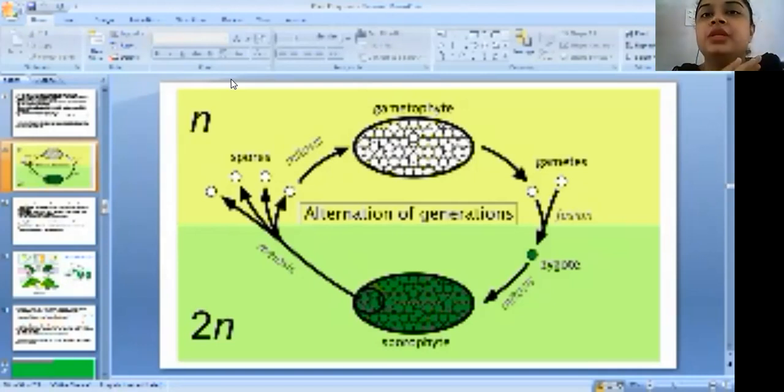In some plants, spores develop into a new plant. In others, spores develop and produce gametes. Then those gametes unite and fuse to form a zygote. That is the gametophytic stage. The gametophytic stage always consists of N, that is haploid.